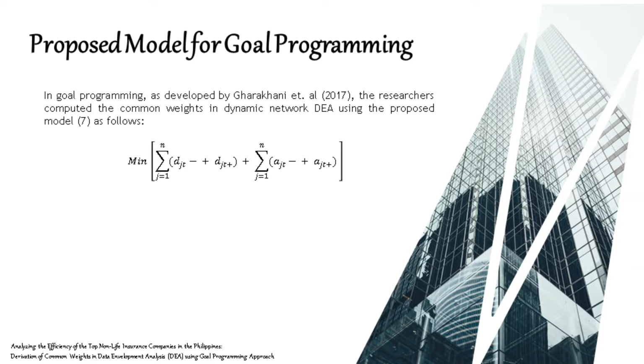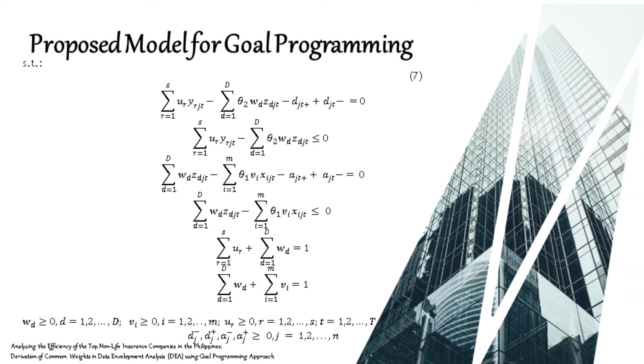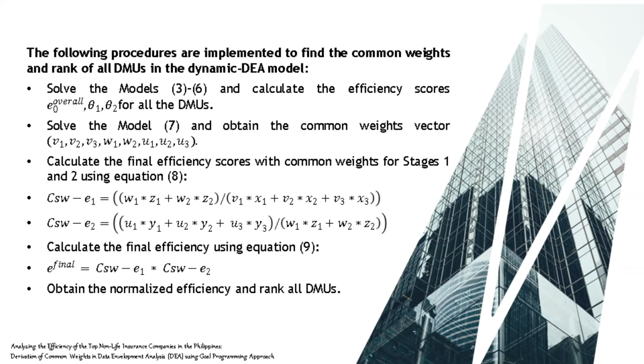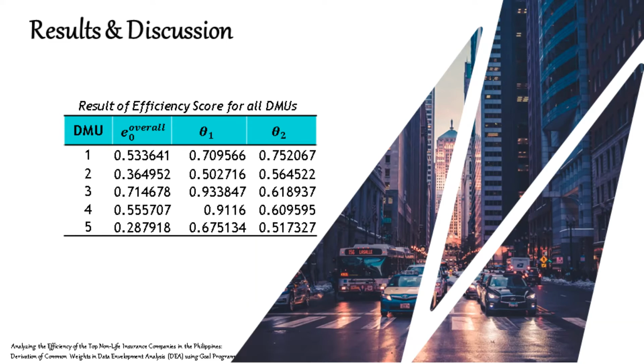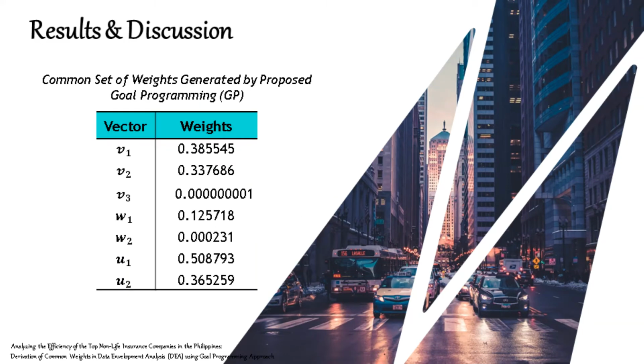Next, in the computation of common weights using GP, the objective is to minimize the deviation of the actual versus the maximum possible attainable efficiency and is represented by the following constraints. The following procedures summarize the steps implemented to compute for the identical weights. This table summarizes the overall and per stage efficiency scores E sub 0 overall, theta sub 1, and theta sub 2 that can be obtained by each DMU.